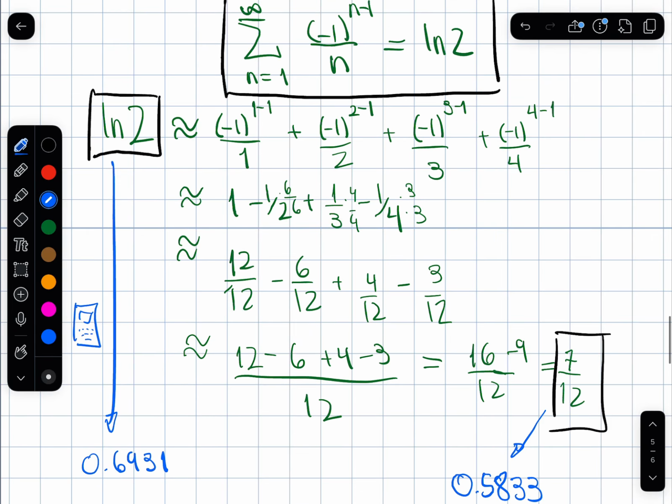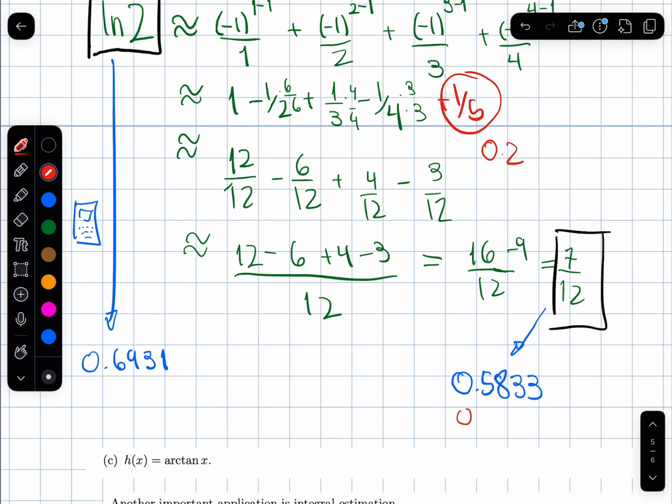For example, if I add the next term, so you see that this is 1, 1/2, 1/3, 1/4. If I now add plus 1/5, as you know, is 0.2. If I add 0.2 here, I get to 0.7833. So we were undershooting before because the answer is closer to 0.7, but now we would be overshooting.